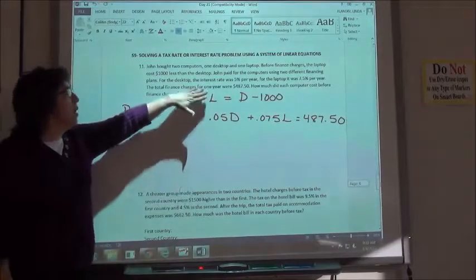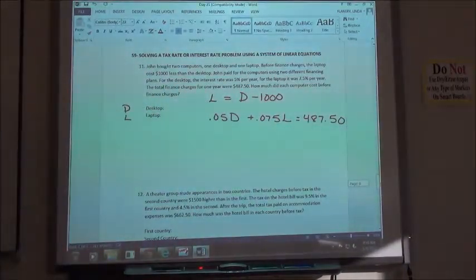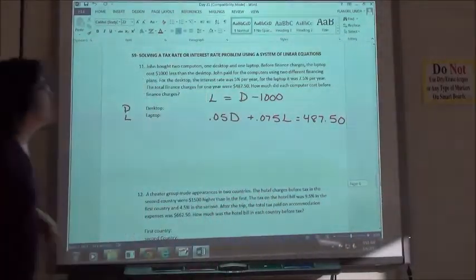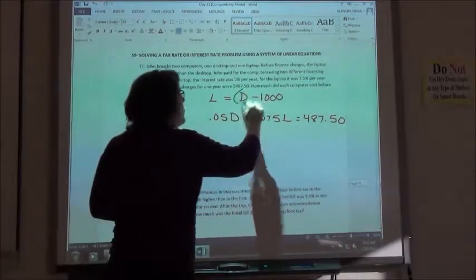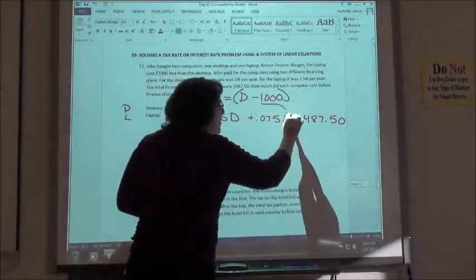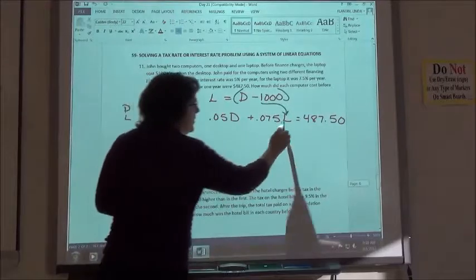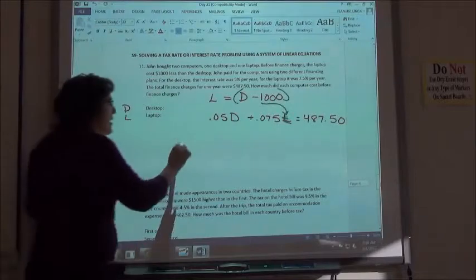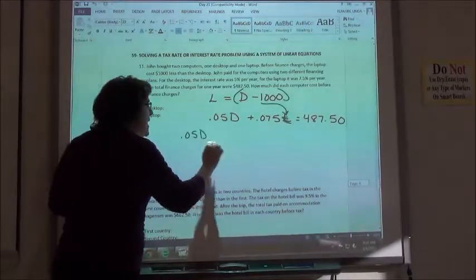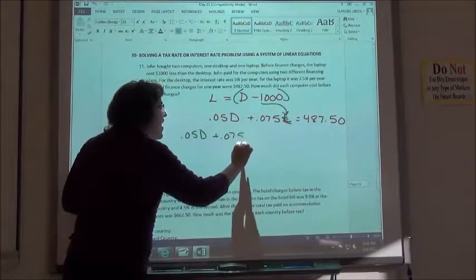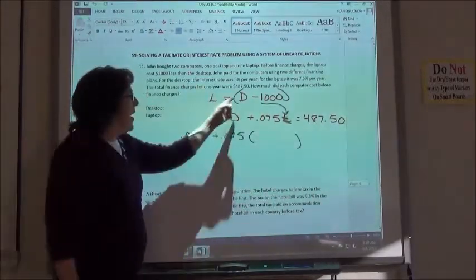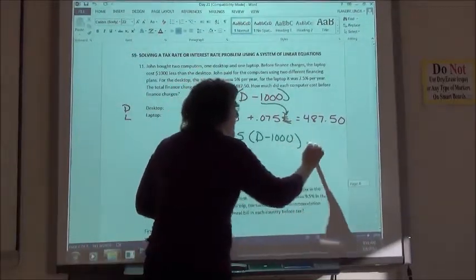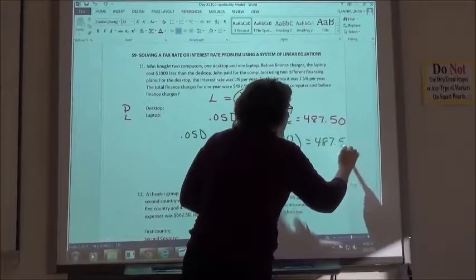So this one, since we already have that top equation solved for L, is just as easy to solve by substitution instead of having to rearrange it to solve it by the addition method. So we're going to take this expression, the D minus 1,000, and put it in the place of the L. We're going to get rid of the L from there. If I rewrite that second equation, I'm going to have 0.05D plus 0.075, and in parentheses, I'm going to replace the L with D minus 1,000, equals my 487.50.